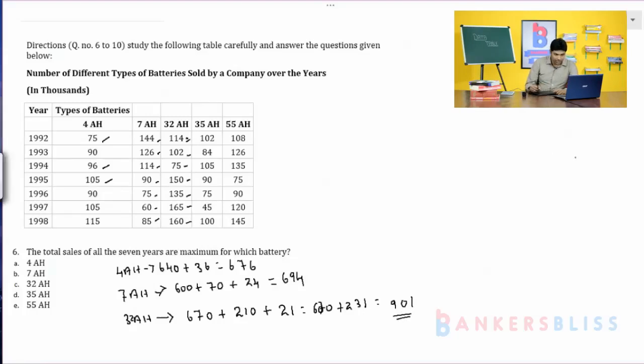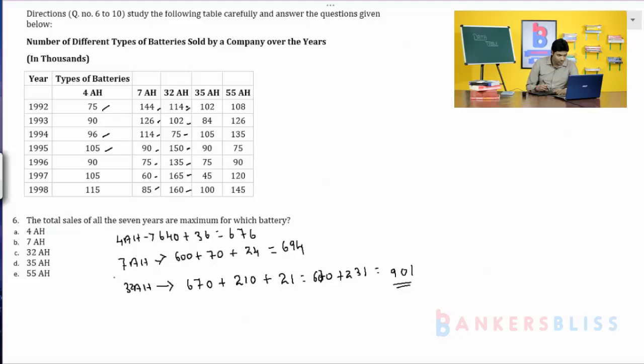For 35Ah, see here how much you are going to get. See 102 you consider only 100, in 84 you consider only 80, next 105 you consider only 100. So, 100, 200, 300, next 380, next 470, 470 plus 70, 540, 540 plus 40, 580. So you got 580. And see here, the maximum is 901.